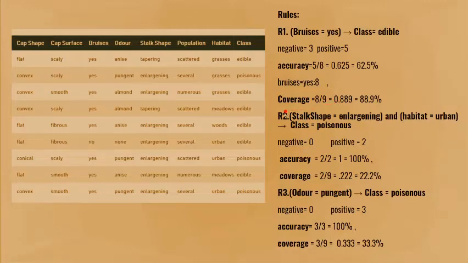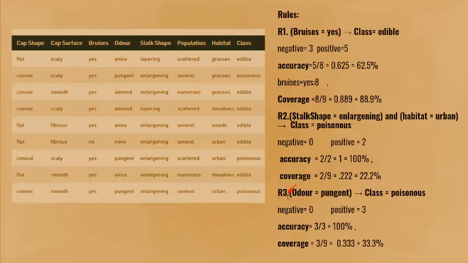In rule 2, the stalk shape equals enlarging and the habitat equals urban. That implies that class equals poisonous. So in this rule there are 0 negative instances and 2 positive instances. So the accuracy of this rule is 2 by 2 equals 100%, and the coverage of this rule is 2 by 9, that is 22.2%.